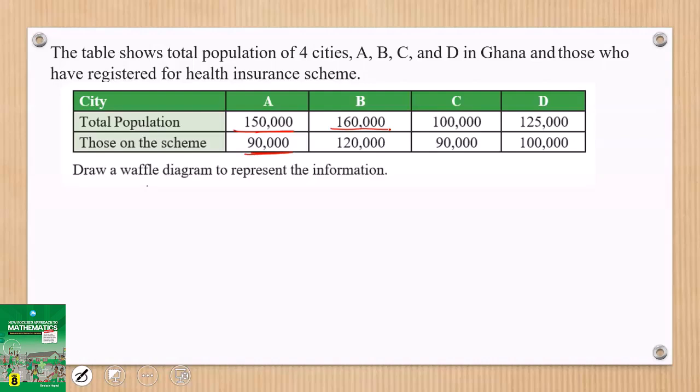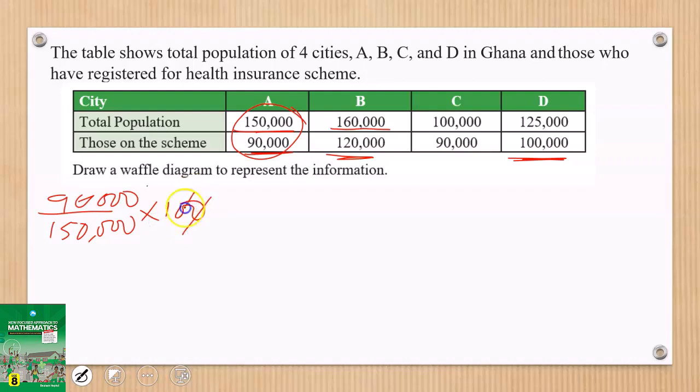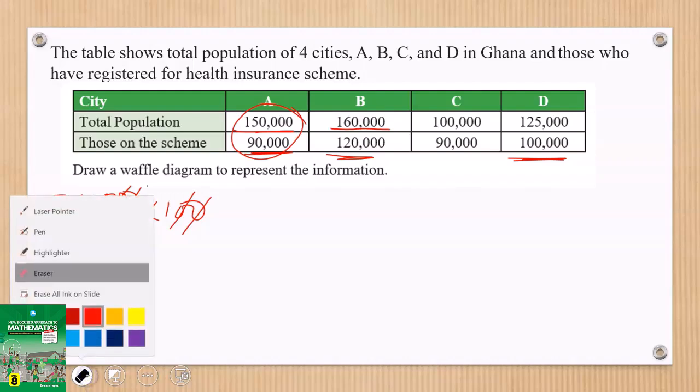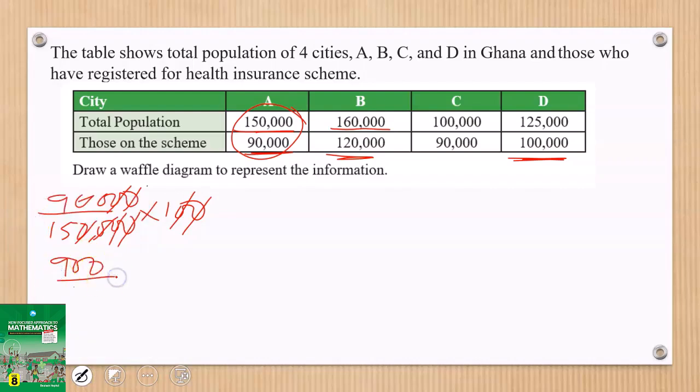If you don't take care, if you look at it directly, you might think 120,000 being the highest value here means they have the highest number. But you have to compare that to the total population. So what we do is that we find the percentage. To find the percentage of city A, we take 90,000 divided by 150,000 and multiply the whole thing by 100. Now with simple cancellation, we can cancel the zeros, so we have 900 divided by 15, and that will give us 60%.